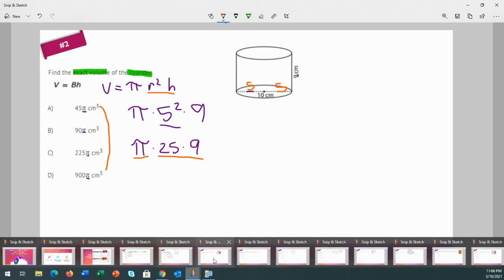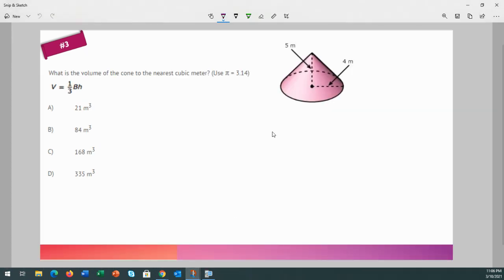All right, let's look at number 3. Ooh, a new shape, a cone. What is the volume of the cone to the nearest cubic meter? Aha, use 3.14. So they're telling you how to answer it. They want a whole number, and they want you to use 3.14 for pi.